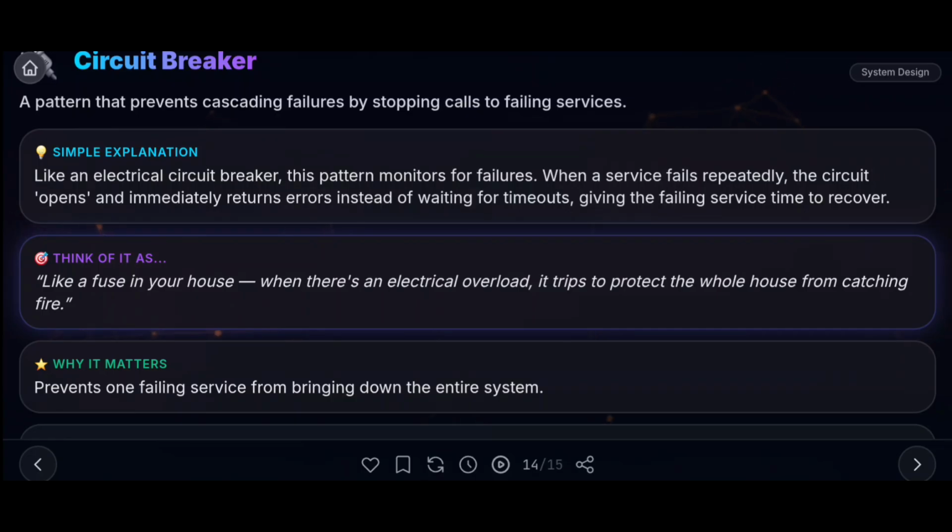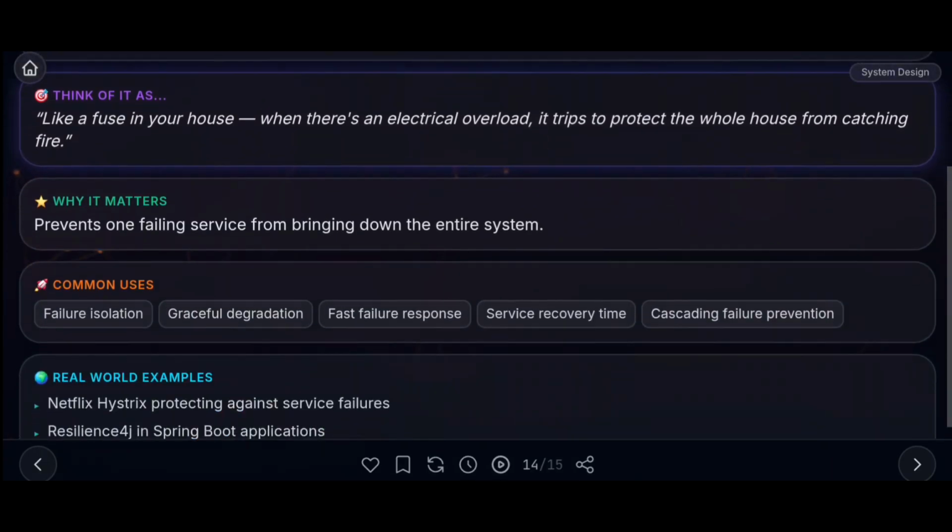So if the fuse is not placed in the correct location, and anything happens with the power in the house, the house will catch fire, but the fuse will cut down the power supply to other locations when anything happens behind. Why does it matter? It prevents one failing service from bringing down the entire system.